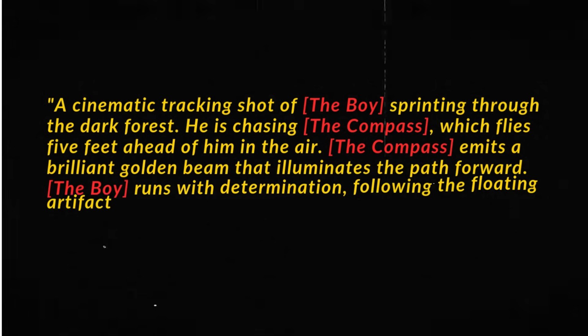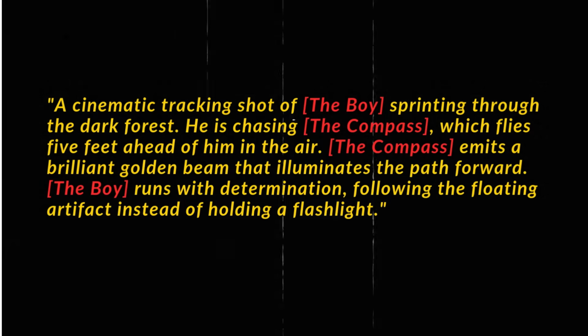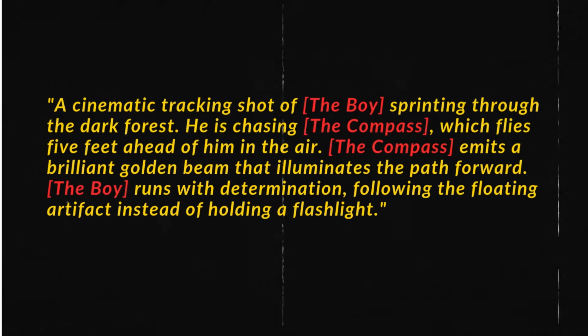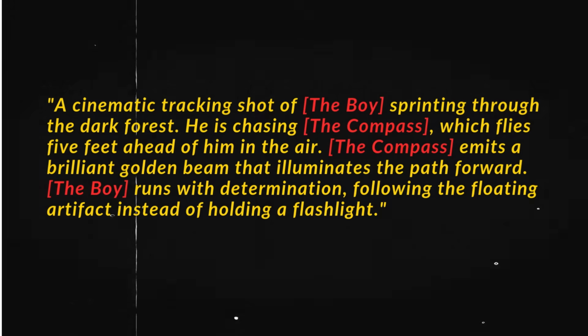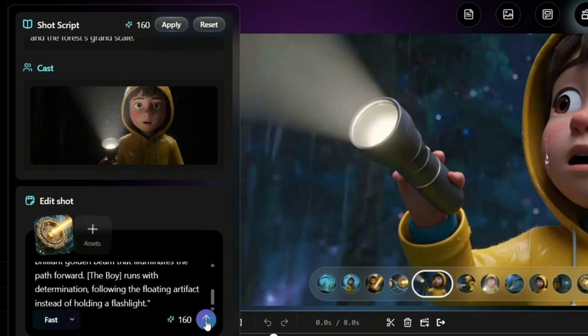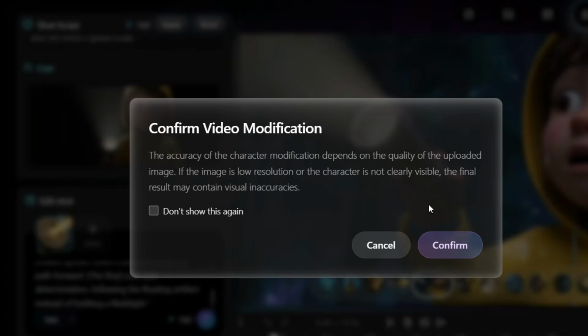Here's the prompt. A cinematic tracking shot of the boy sprinting through the dark forest. He is chasing the compass, which flies 5 feet ahead of him in the air. The compass emits a brilliant golden beam that illuminates the path forward. The boy runs with determination, following the floating artifact instead of holding a flashlight.